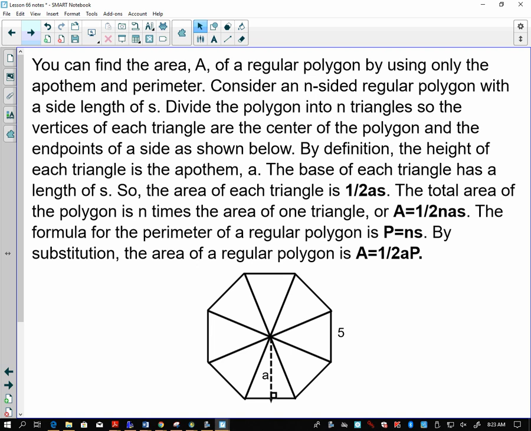Does everybody in here understand what the apothem is? Can anybody explain to me what the apothem is? Okay, go ahead. It's a line that bisects. Where does it start from? Okay, starts from the center. And does it go to a vertex or does it go to like the middle of a side?